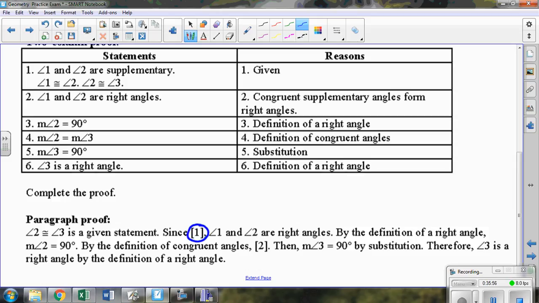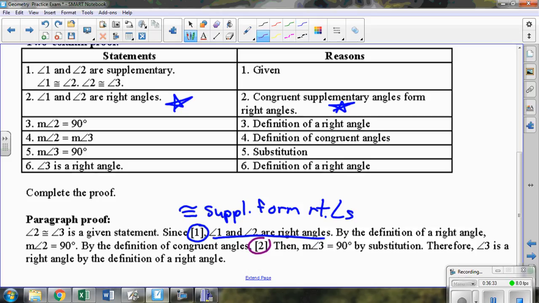Well, coming down to the bottom, since number 1, angle 1 and angle 2 are right angles, that is a line in the proof. Well, here are angle 1 and angle 2 are right angles. That has to be tied in with its reason. So we'd be able to say, since congruent supplements form right angles, angle 1 and angle 2 are right angles.